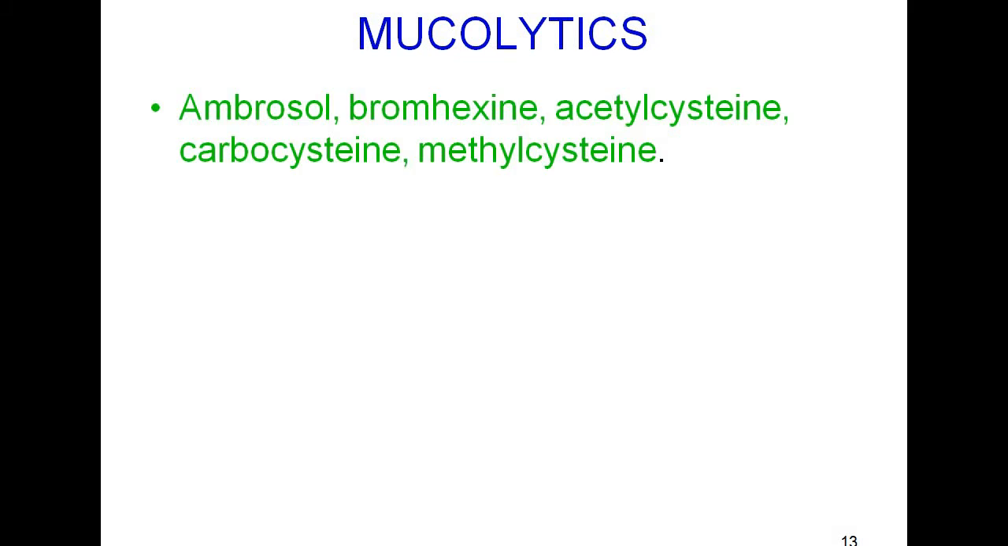Mucolytics is a 3-mark question. So what is a mucolytic? A mucolytic makes the thick mucus secretions of the tracheobronchial tree more liquid so that it can be easily brought out or expectorated. The commonly used drugs are ambroxol, bromhexine, acetylcysteine, carbocysteine, and methylcysteine.